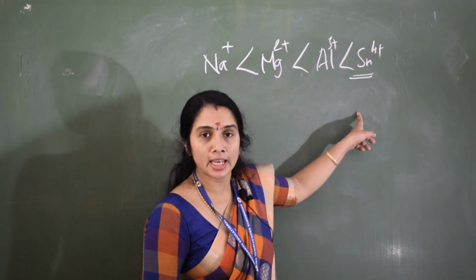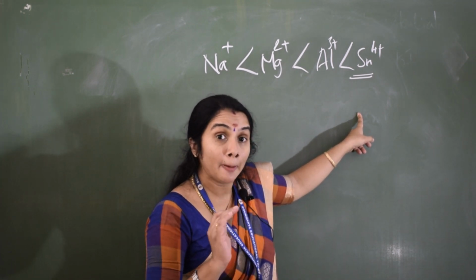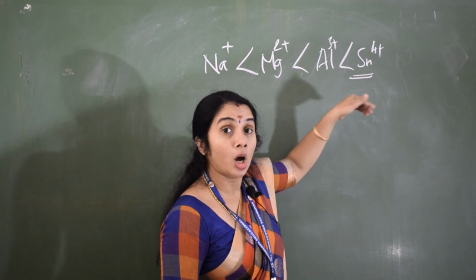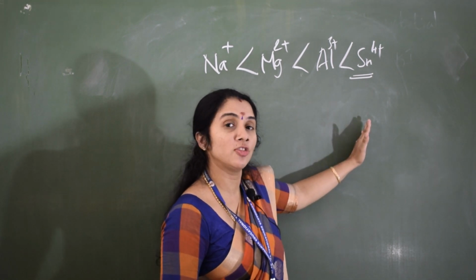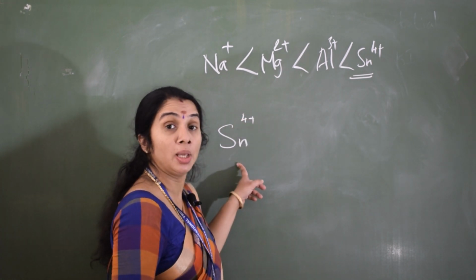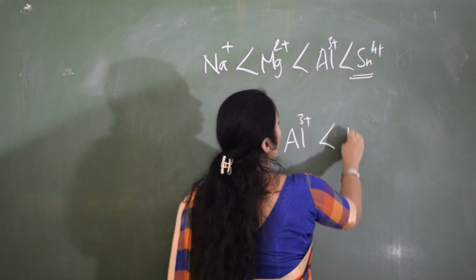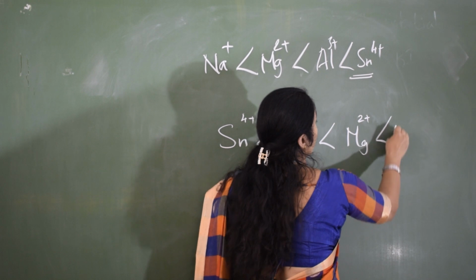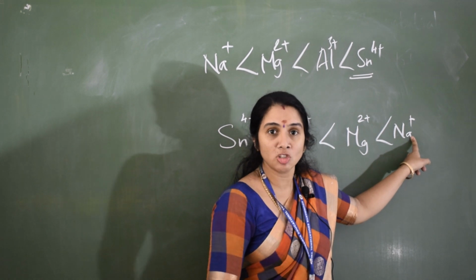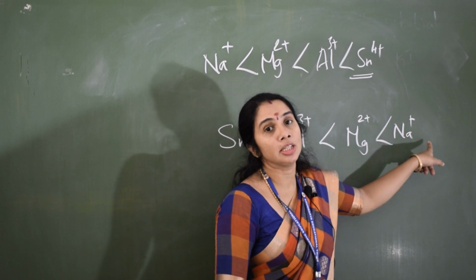Now we have already discussed that when coagulating power increases, the flocculation value will be minimum, less. So this is the increasing order of the coagulating power. Now how to write the increasing order of the flocculation value? For Sn4 plus the flocculation value will be minimum. Then comes Al3 plus, then Mg2 plus, finally sodium. For sodium, coagulating power is less because of one positive charge, hence the flocculation value will be high. More amount is required for coagulating a colloid.